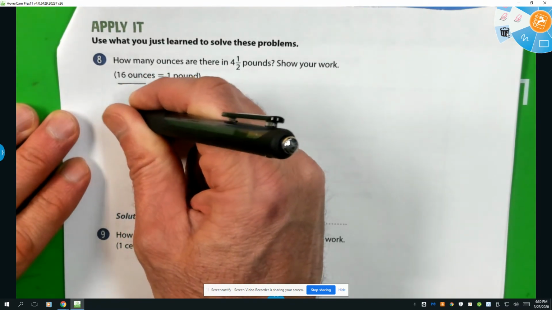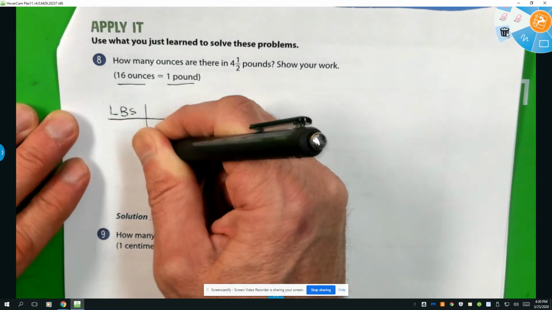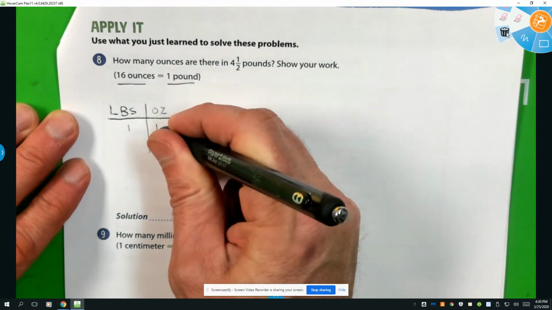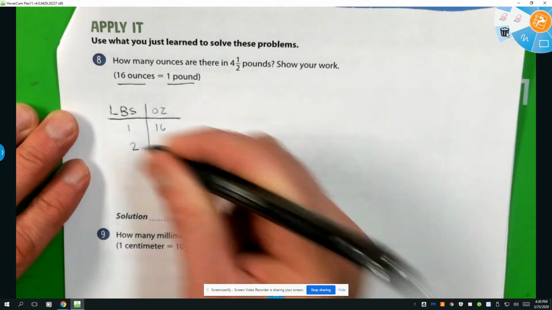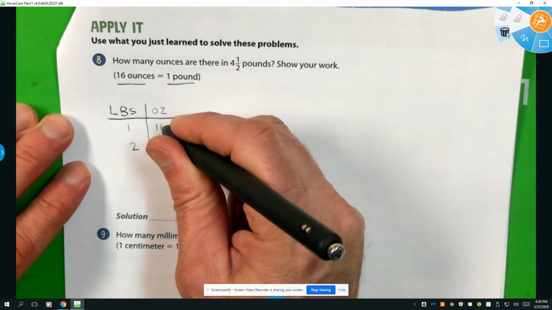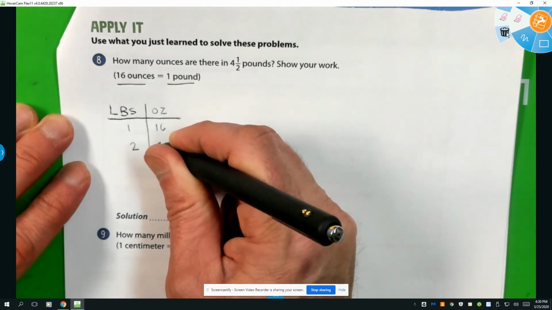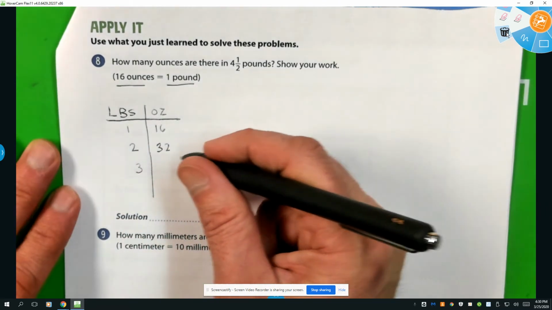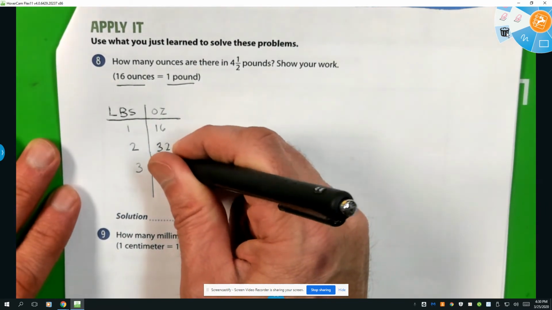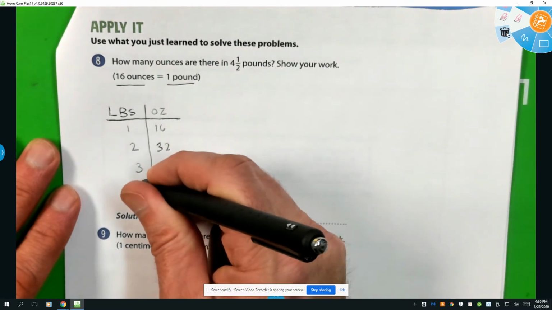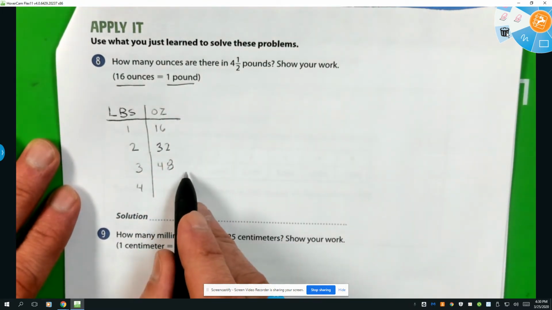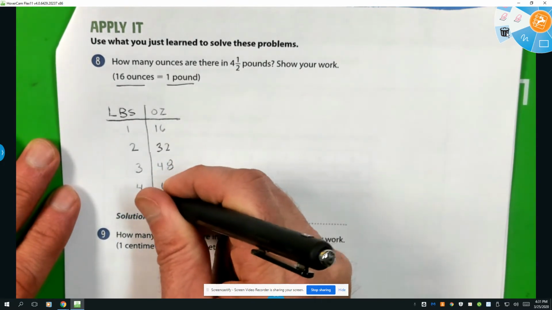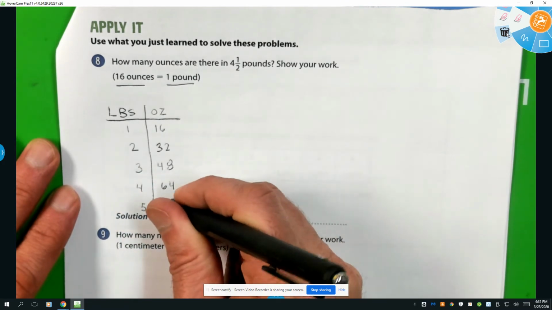So we have pounds on one side, ounces on the other. 1 pound, how many ounces? 16. 2 pounds, what's 16 plus 16? 32. 3 pounds, it's going to be 48. 4 pounds, add 16 more, it's going to be 64. And I'm going to go to 5. 5 pounds is going to be 80.